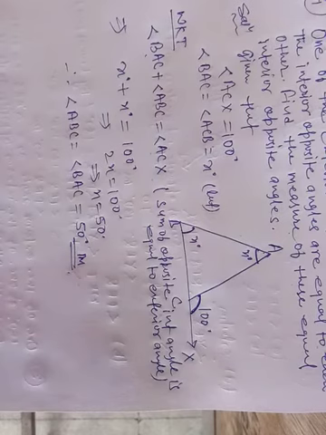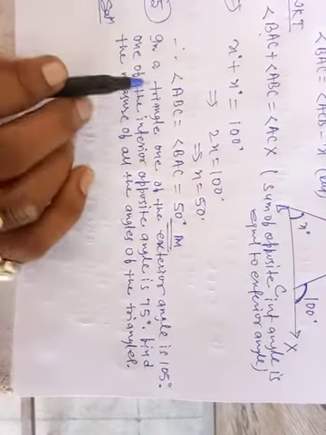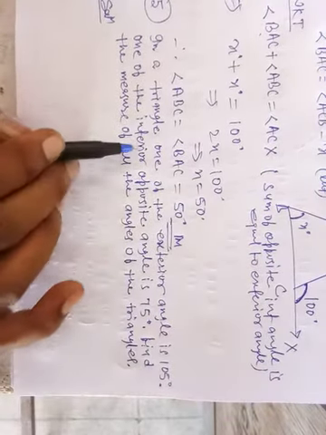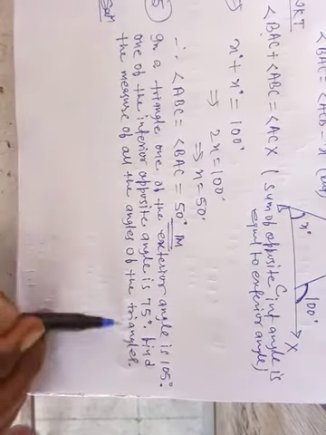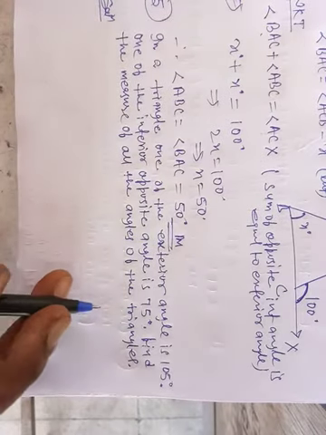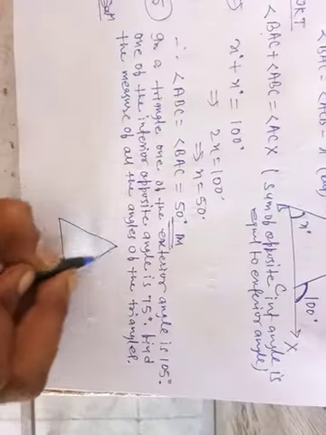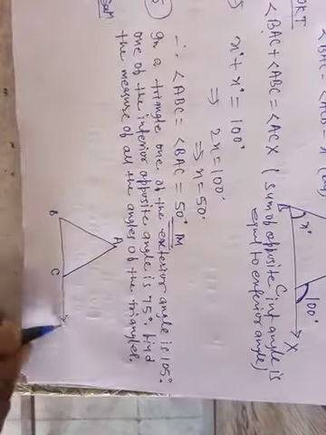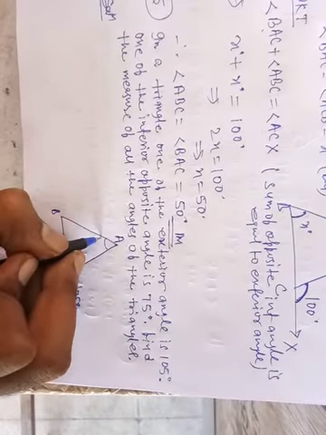Now question number 5. Here in question number 5 it is given, in a triangle one of the exterior angles is 105 degrees, one of the interior opposite angles is 75 degrees. Find the measure of all the angles of the triangle. So first you make a figure. This is the triangle ABC. We extend side BC to X, and the exterior angle is 105 degrees. One of the interior opposite angles is 75 degrees.